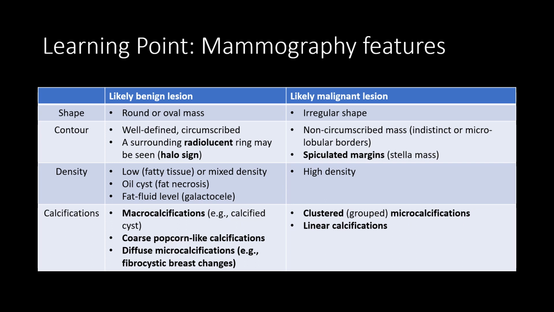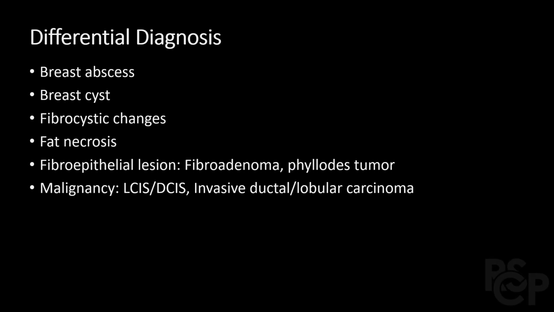And finally, calcifications. If there's macrocalcifications, it could be, for example, a calcified cyst. If there's coarse popcorn-like calcifications in the lesion, or if there's kind of diffuse microcalcifications, which would maybe be indicative of fibrocystic change of the breast, then that is more likely to be benign. Whereas if there's clustered microcalcifications or microcalcifications in kind of a linear line, that is a feature that would be more concerning for malignancy.